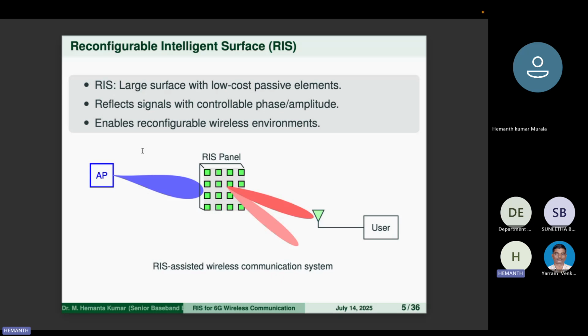You may have a question: how will we design it in the constructive way? That will be discussed in that slide. So remember, RIS is constructed from passive reflective elements, and it reflects towards the desired direction in constructive mode. That is called the RIS.